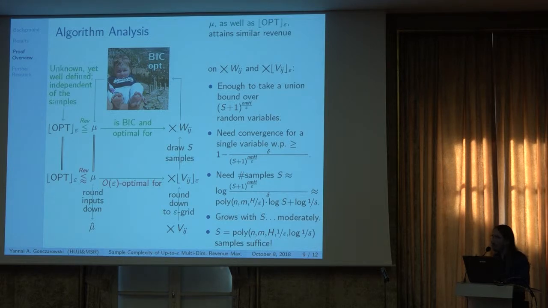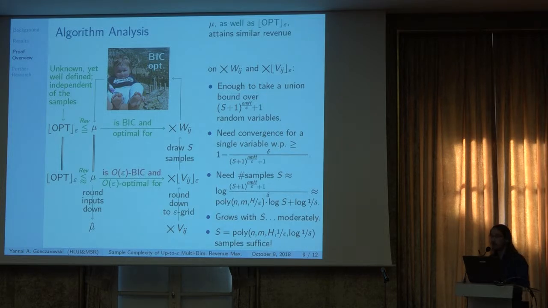And crucially, while our learning algorithm cannot hope to identify this distribution, it's a well-defined mathematical object independent of the samples. So all we need to do is add another variable to our union bound. So +1 here, +1 here, still polynomially many samples suffice. So nice, we've shown that this auction is almost optimal for this.